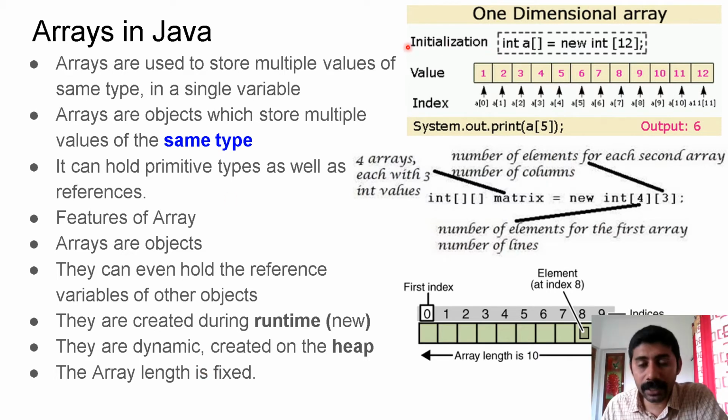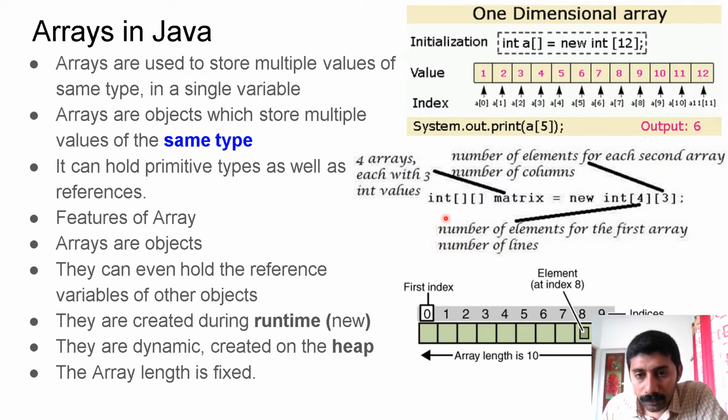Let us see some examples here. I am creating an array: int a square bracket equal to new. After new, which is the keyword to create a new object, comes the object type int, and in square brackets I am mentioning the array size. So this will result in an array with 12 positions and the array indexes will be from 0 to 11. If I try to print, the array name a square bracket 5 indicates the value present at index 5, that means nothing but 6.